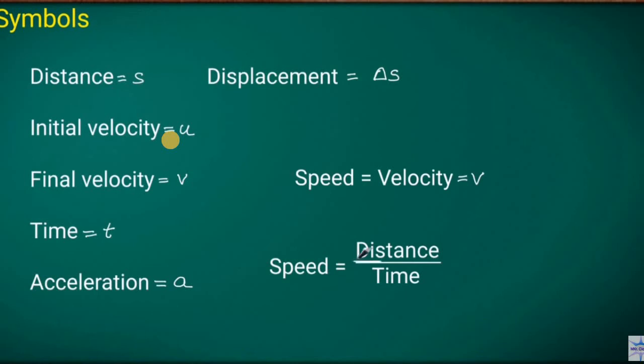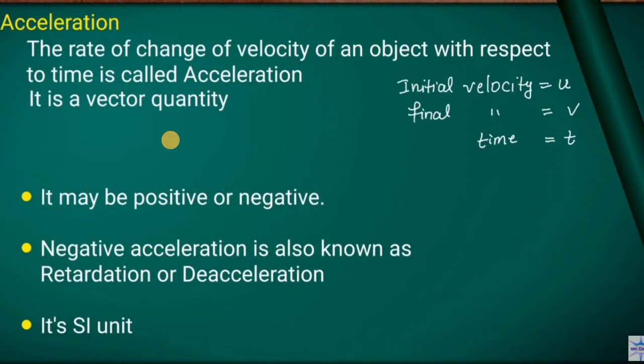So the speed is equal to distance by time. So the formula for the speed is v, for the distance it stands for s, and for the time it stands for t. So v is equal to s by t. So these are the symbols of some of the physical quantities. Now the next one is acceleration. So let's see the acceleration.